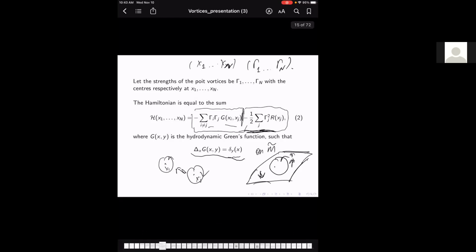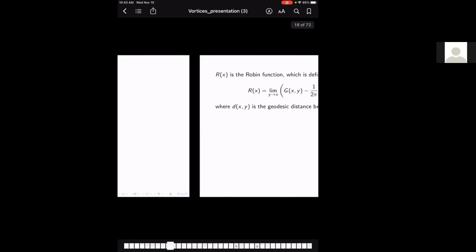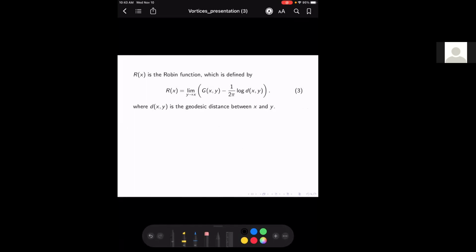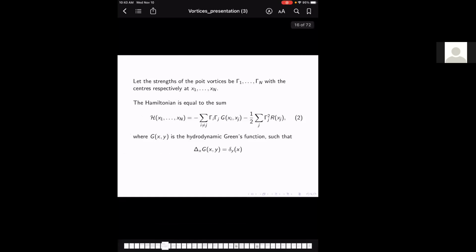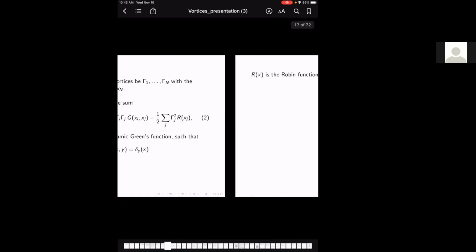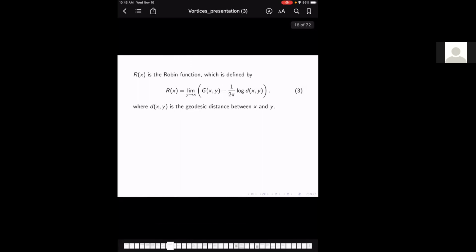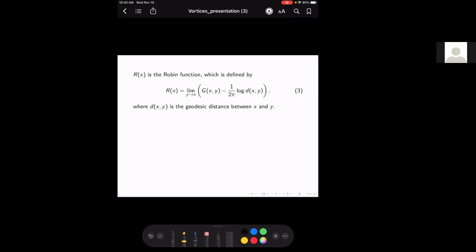We call this thing the Robin function. By definition, this Robin function R(x) is equal to the limit as y tends to x of Green's function minus 1 over 2 pi logarithm of the geodesic distance between x and y. Green's function by its definition has to have a singularity when x coincides with y, because we'll get the delta function. And this singularity has order precisely 1 over 2 pi logarithm of geodesic distance. So by subtracting it, in the Taylor series, de facto, we are desingularizing the Green's function and defining it at the point x.